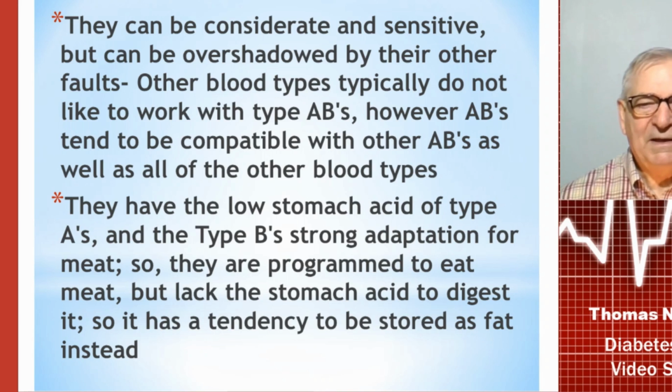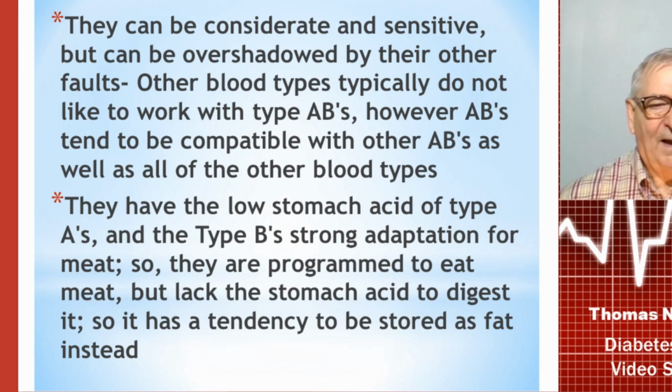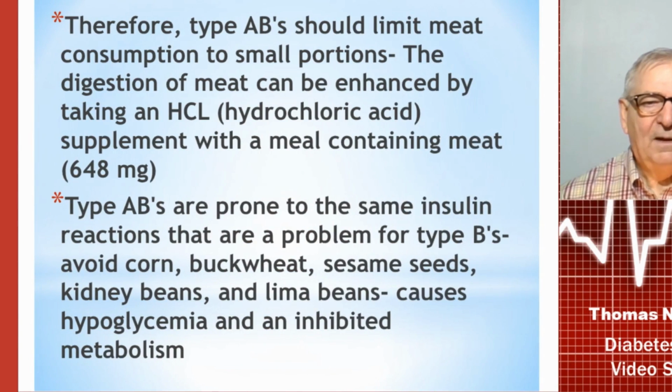They have the low stomach acid that's typical in some of the others, especially the type A's and the type B's. They have a strong adaptation for meat, so they're programmed to eat meat, but they lack the stomach acid to digest it, and so there's a tendency for it to be stored as fat instead. They will gain weight if they eat red meat. So therefore, type ABs should limit red meat especially, to small portions. The digestion of meat can be enhanced by taking hydrochloric acid supplements, which is usually about 648 milligrams per serving, and if they take it with the meal, it will help the body digest it.